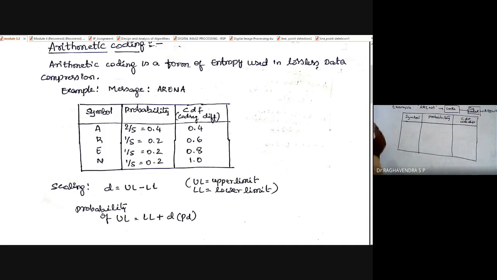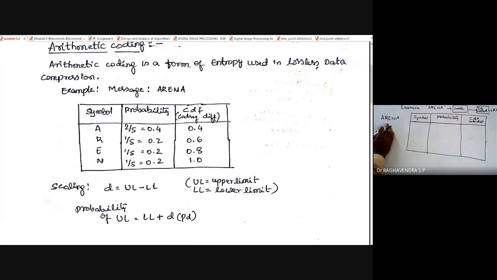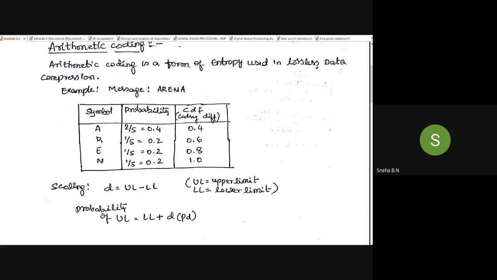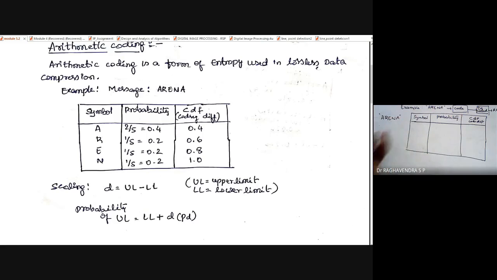What is the word we are using here? Hello? Dear students, I am audible. Yes, sir. What is the word we are using here? This is the word arena. What is the length of this word? Length means number of characters. How many characters are present?